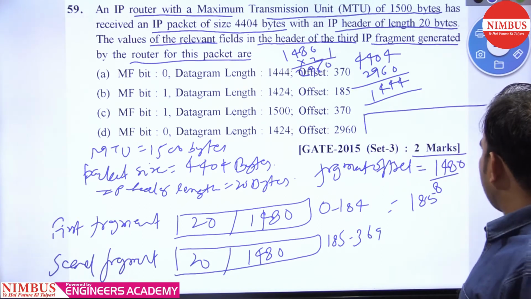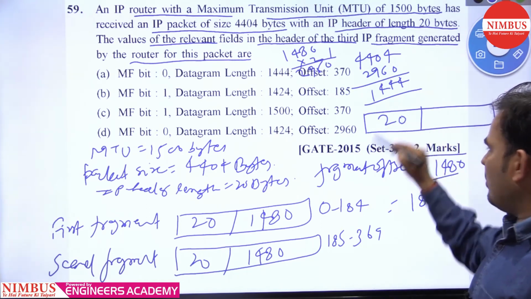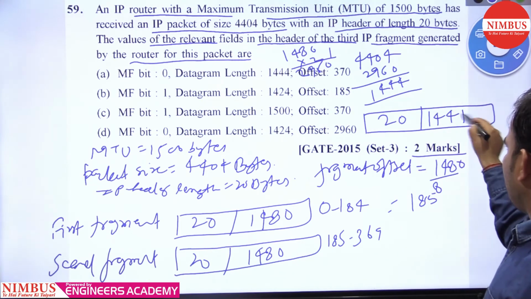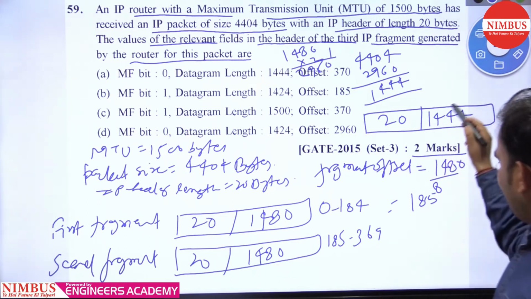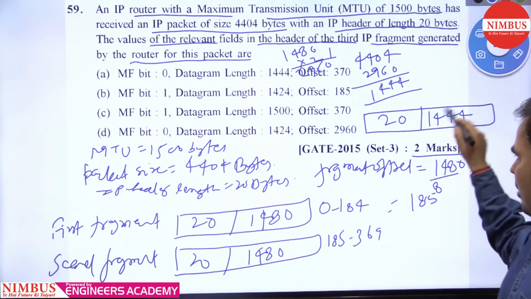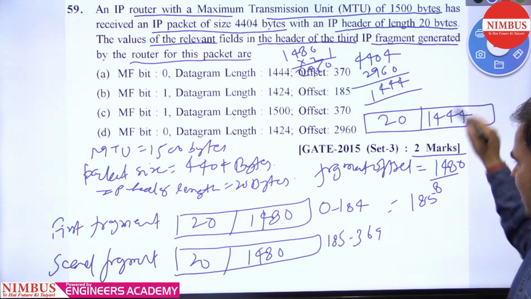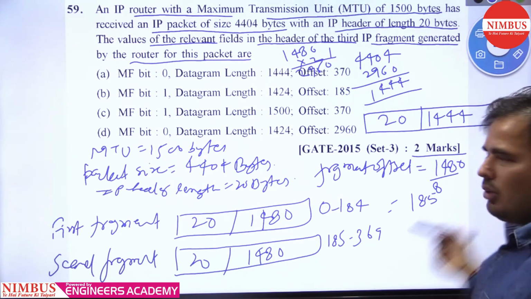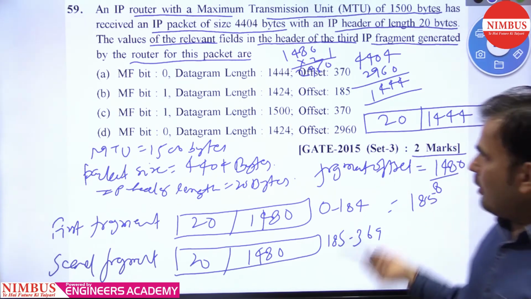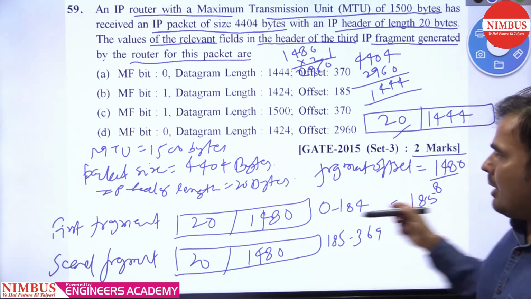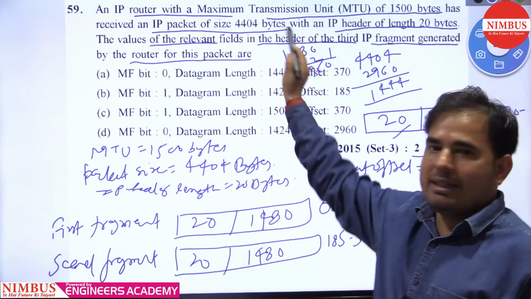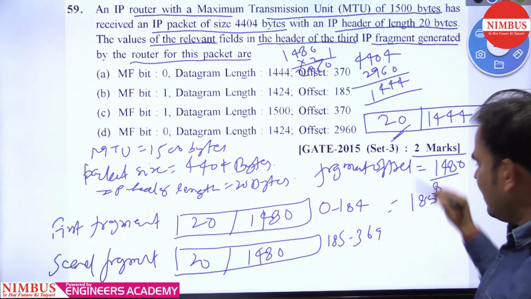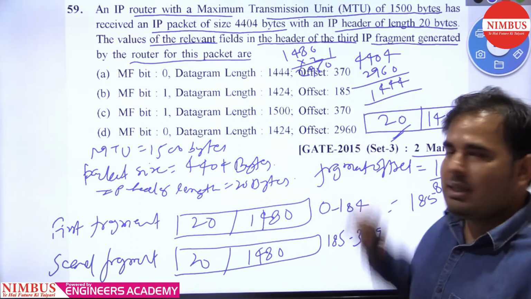So what is the third fragment? The third fragment contains the 20-byte IP header, and the data is 1444. The fragment offset for the third fragment starts from 370 and so on. So you can clearly see that this is the last fragment of this IP packet of size 4404. No need to fragment this IP packet further.